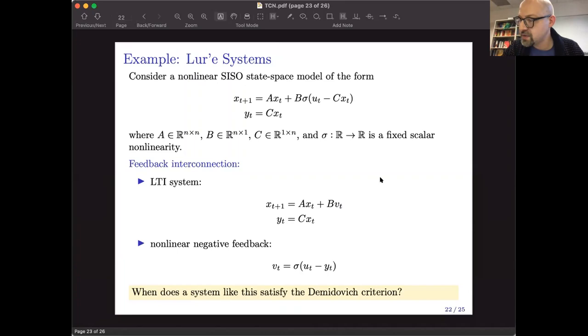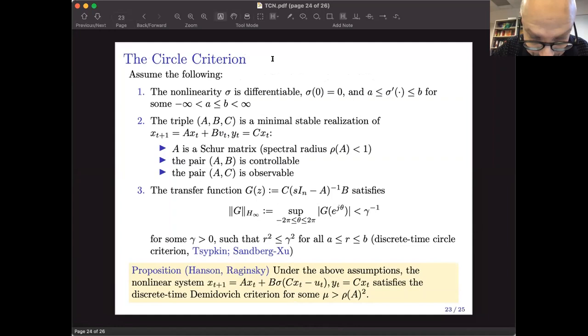This was in the 1940s, in fact, in the Soviet Union, by people like Lur'e, Postnikov, Markus Iserman, and the like. You can easily convince yourself that, in general, this does not have to be contractive in the original Euclidean space. Nevertheless, is it possible to get the Demidovich criterion for this? This is where the circle criterion comes in, a very nice criterion for stability of nonlinear systems. We're going to assume the nonlinearity sigma is differentiable, has a fixed point at zero, and satisfies what's called a slope condition, so its derivative is bounded between A and B. And we assume that this triple A, B, and C is a minimal stable realization of the state space model, right?